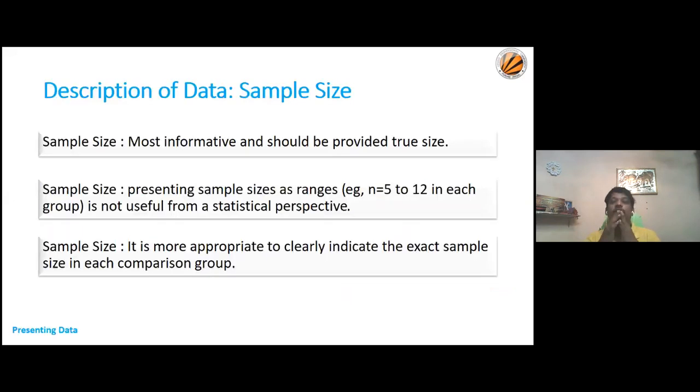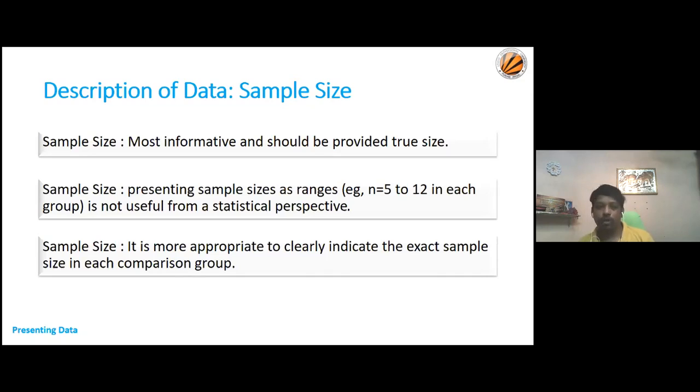So first, in order to present your data, you should provide the true size of your sample. When you have two groups, a control group and an experimental group, you should have the true sample size of each group, right? That's very, very important. You should describe your sample size.